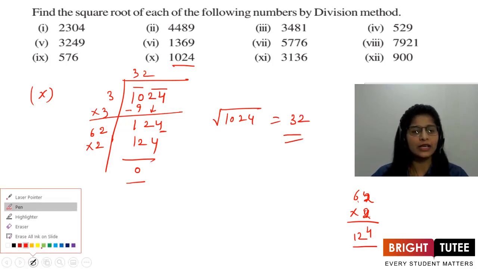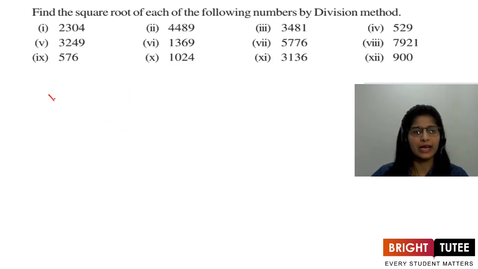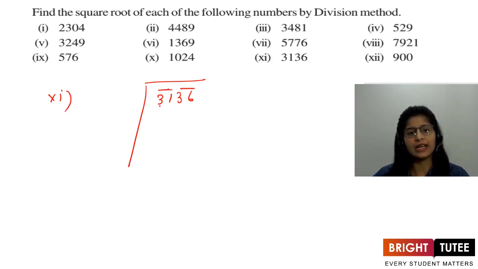The next one is the 11th part, that is 3136. Form the pairs, make the bars, then start with it. So we have to operate first 31. The nearest square number to 31 is, suppose 5 5s are 25, 6 6s are 36. So we will go with 5.